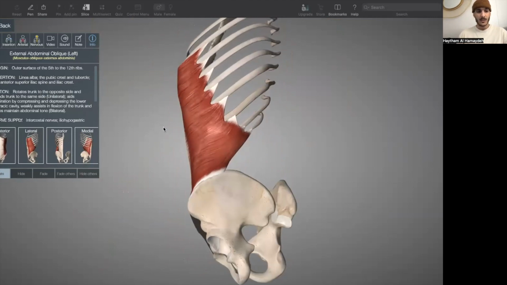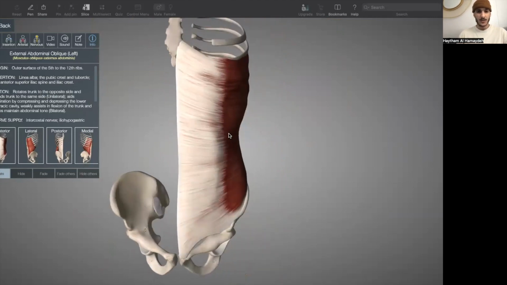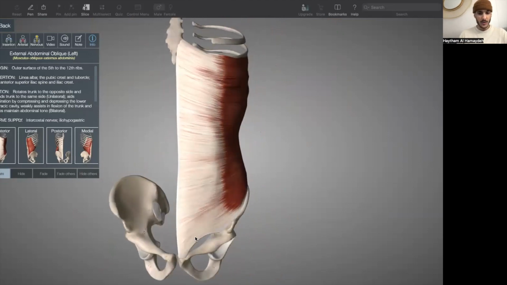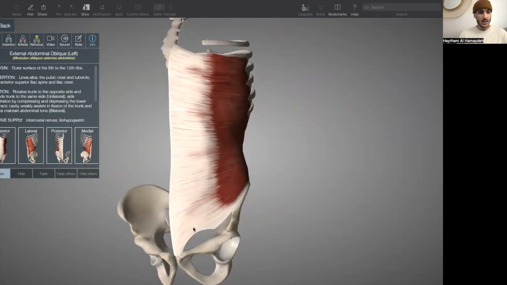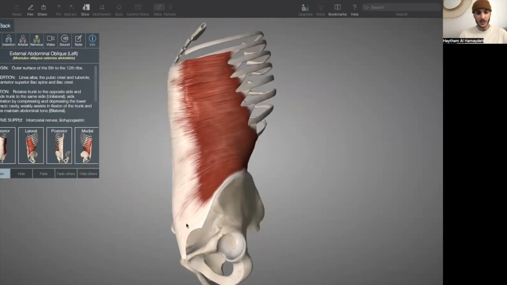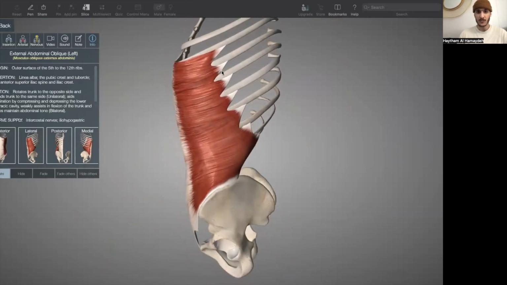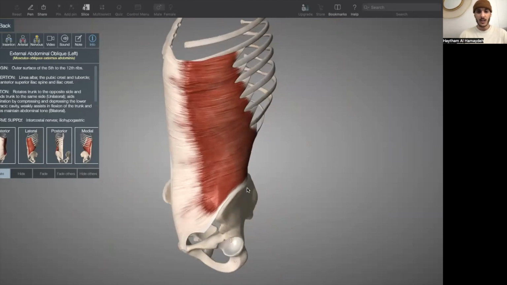Which is somewhere here, and I think in the middle, right here, linea alba, the pubic crest right here, pubic tubercle. Okay, pubic crest and pubic tubercle, the anterior superior iliac spine and iliac crest, right there. So these are the insertions. So it originates from here and inserts on every part you see otherwise.